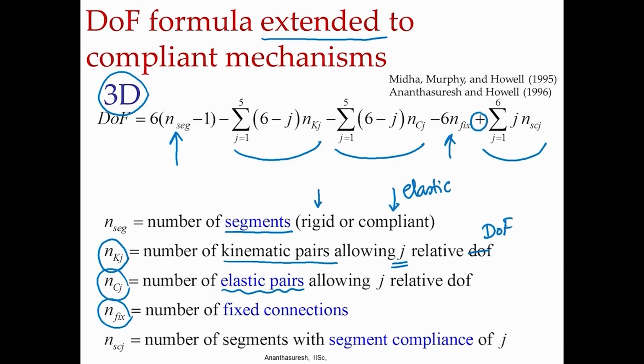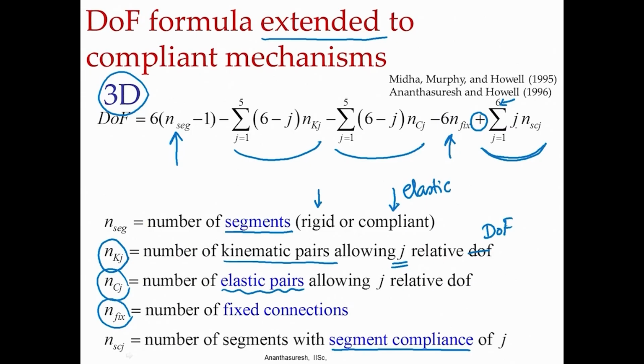The addition comes because elastic segments have additional freedoms that they provide. Without that freedom, compliant mechanisms cannot even move or deform. Unless they elastically deform, we will not get any motion. So, we have to pay attention to this particular term, where it says NSCJ. NSCJ is called the segment compliance of J. Segment compliance can be 1, 2, 3, going up to 6 in the spatial case. In the planar case, it will be up to 3.